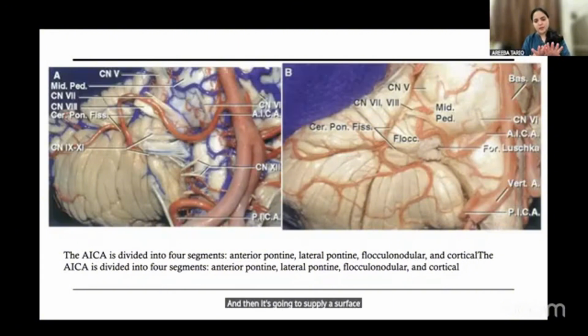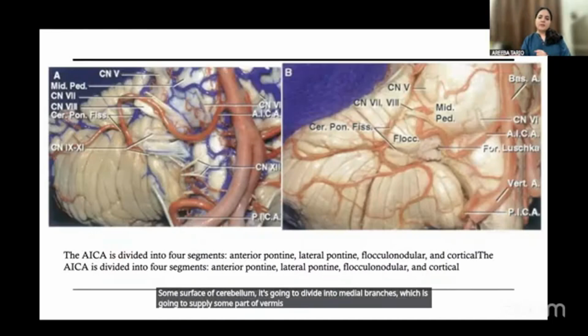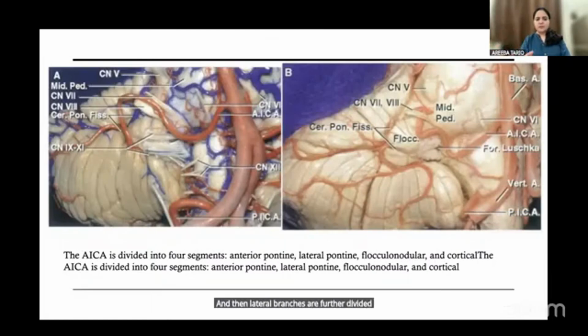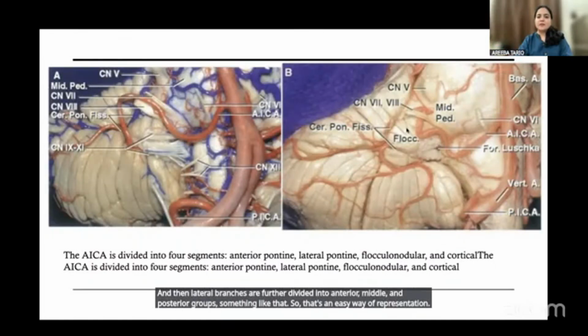Whenever it's going to supply some surface of cerebellum, it's going to divide into medial branches, which is going to supply some part of vermis, lateral branches, which is going to supply some part of cerebellum, and then lateral branches are further divided into anterior, middle, and posterior group, something like that. So that's an easy way of remembering. So ICA is divided into 4 segments.